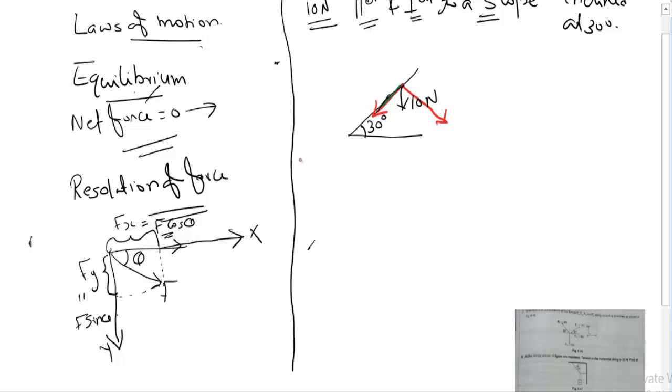So 10 Newton is acting downwards. So this angle we need to find out. How much will be this angle? Here we know it is 90 degree. It is perpendicular, right? So here it will be 90 degree. If this is 90 degree and this is 30 degree, then obviously this much will be 30. This much will be 90, and if this is 90, this is 30 degree, how much will be this one? This value also will be 30 degree, right?